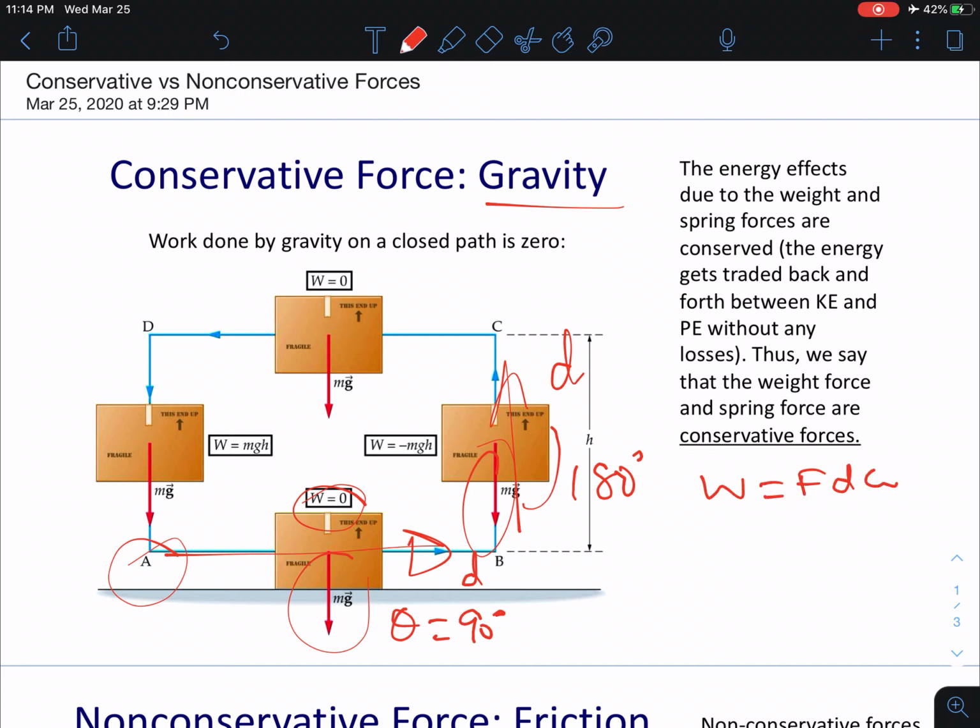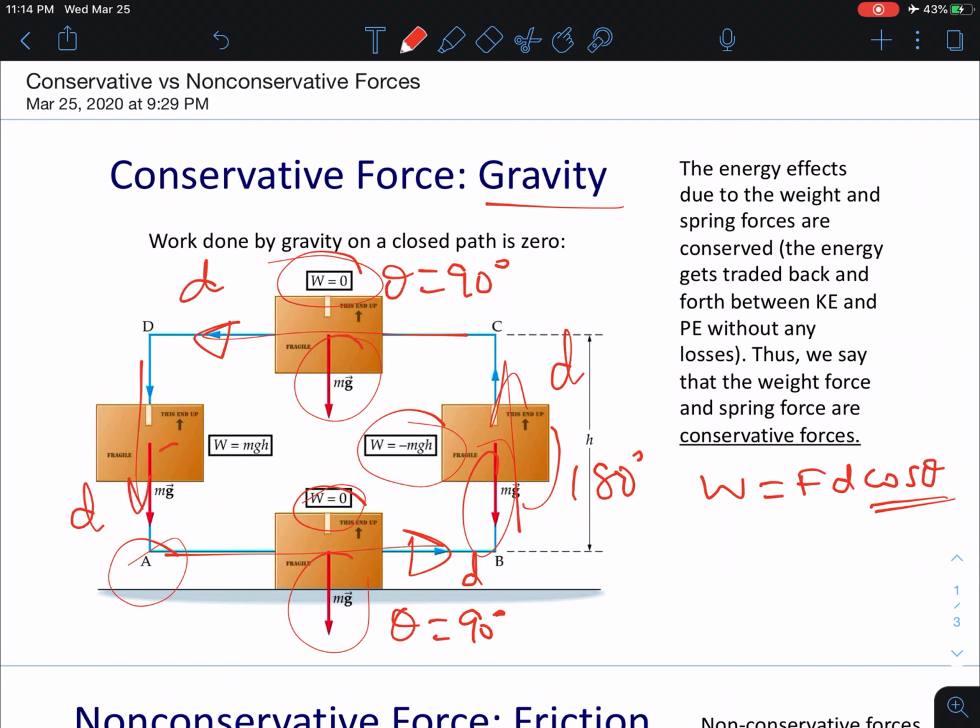Now if we do the same thing for C to D, this is my displacement direction, and look at the weight force. The angle between them is 90 degrees. Cosine 90 in this equation will give you 0. So there's no work done going from C to D. And D to A, you're going downward. That is your displacement. mg is also downward, so the angle between them is 0. Cosine 0 is going to give you positive 1. F is mg, d is h because you're taking the same height, and the work term is going to be positive mgh.